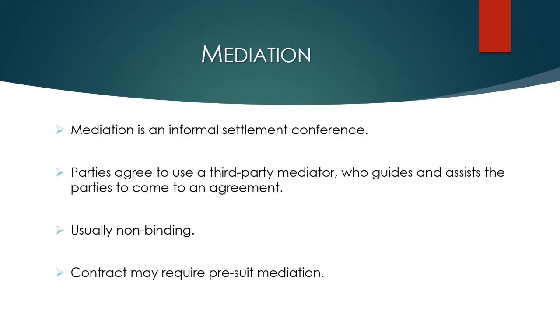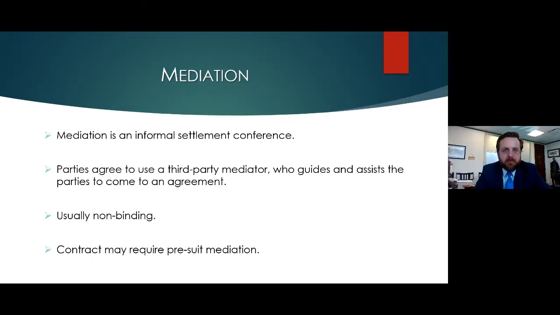So you're unable to work it out with the contractor. What do you do? Well, before you file a lawsuit, mediation may be an option. Mediation is an informal settlement conference. The parties have to agree to mediation, and then they also have to agree on who the mediator will be, and it can be just about anyone. It can be another contractor.